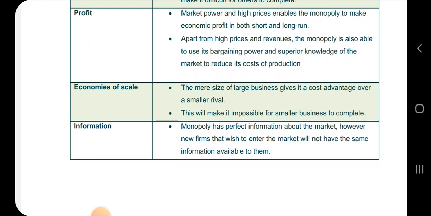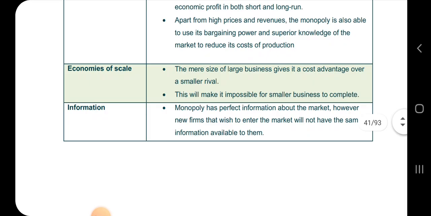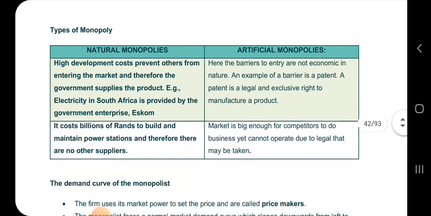And economies of scale: the larger size of the business gives it a cost advantage over smaller rivals. This will make it impossible for small businesses to compete. Highly impossible. As for information, the monopoly has perfect information about the market. However, new firms that wish to enter the market will not have the same information available to them. So they hoard information and hold it for themselves, and they're not releasing that information to people who want to enter the market.